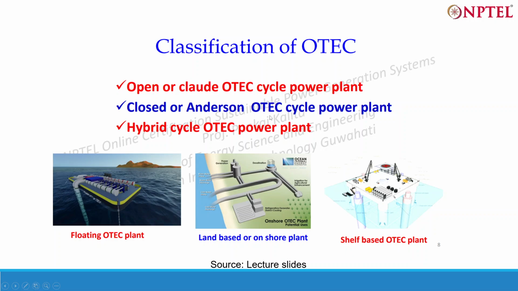Okay, so classification of ocean thermal energy conversion systems. Earlier I was saying open or cloud OTEC based system, then closed or undersea, then hybrid system. So this is a floating OTEC power plant. All the things are located here, just two pipes, one for hot water, another for cold water. Similarly, land based or shore based plants are also there, and shelf based plants are there. Okay, the shelf is not so far away from the ocean, just like you see oil drilling sites, similar to this.